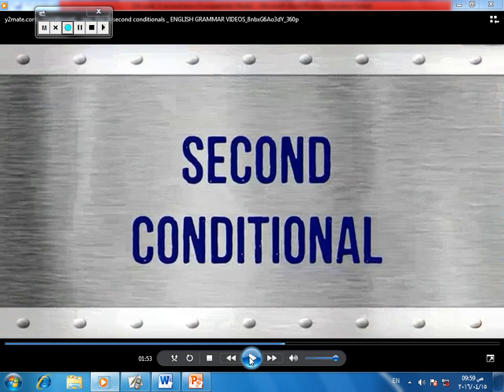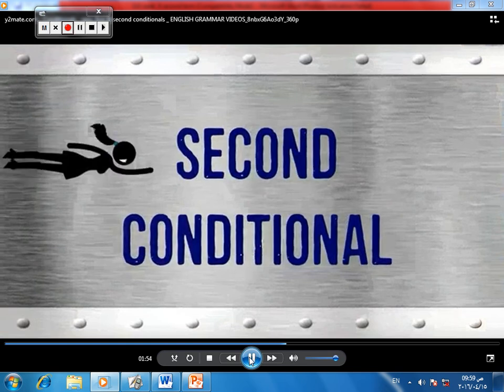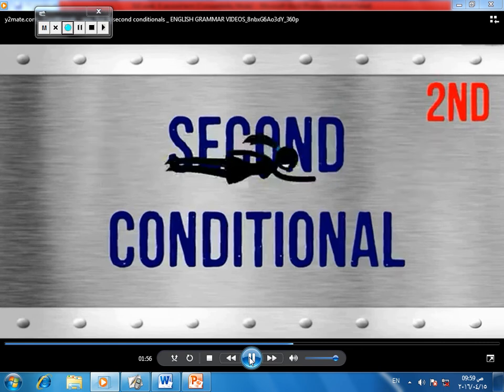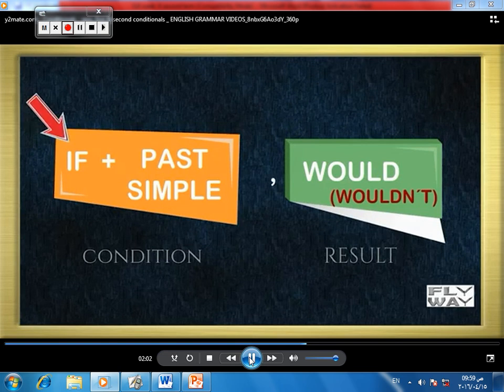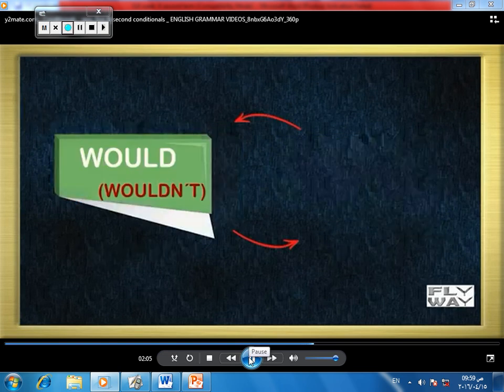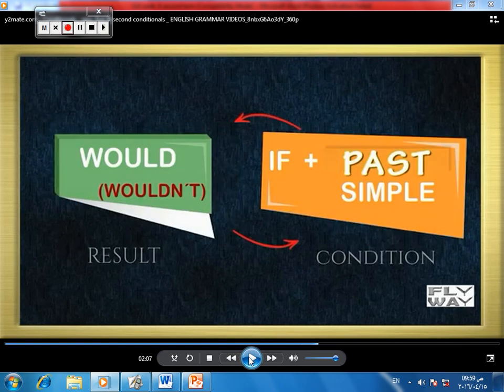Okay? Now we go for the second conditional. Second conditional: if and past simple in the condition, and would or wouldn't in the result. In the second conditional, we use the past simple in the if clause, and in the result clause we use would or wouldn't plus the infinitive. Again, in the second conditional we use past simple, and in the second clause we use would plus the infinitive. Okay.